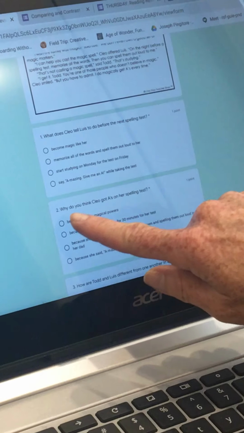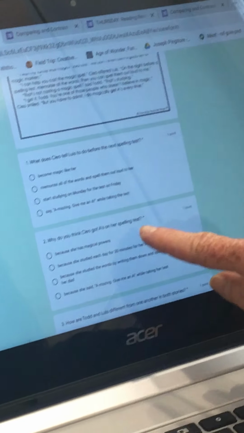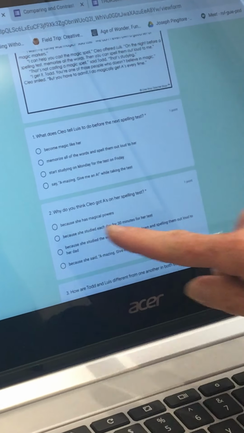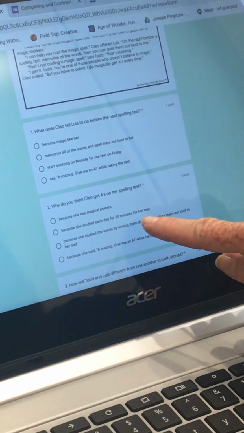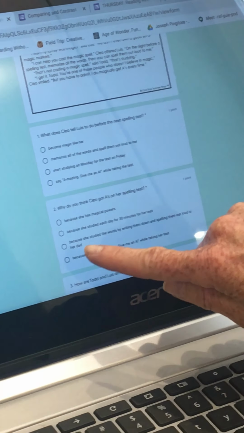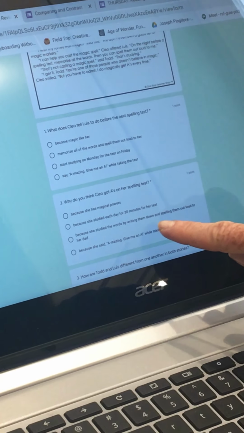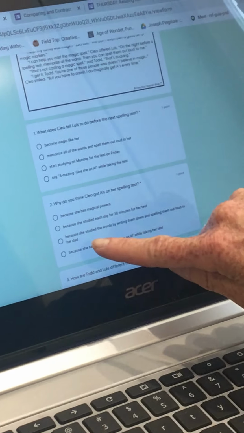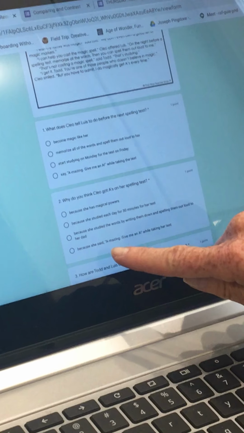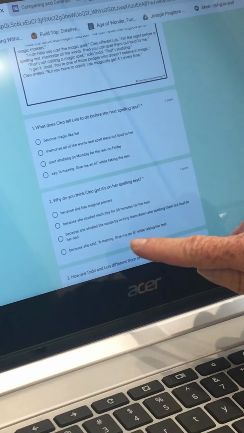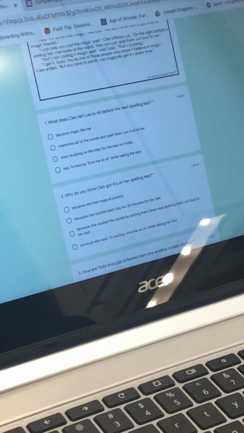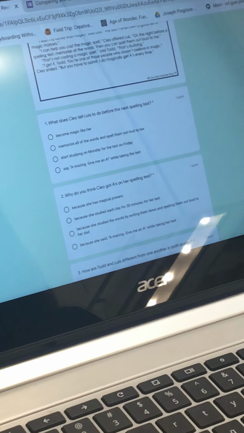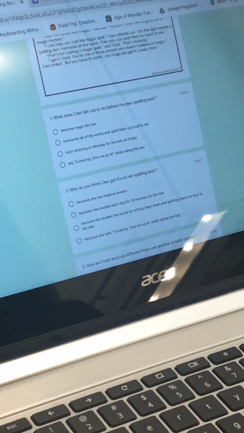Question 2. Why do you think Cleo got A's on her spelling test? Because she has magical powers. Because she studied each day for 30 minutes on her test. Because she studied the words by writing them down and spelling them out loud to her dad. Because she said, "A, amazing, give me an A," while taking her test. Now, boys and girls, don't just guess. Find that evidence. What do you think she did to get those A's?